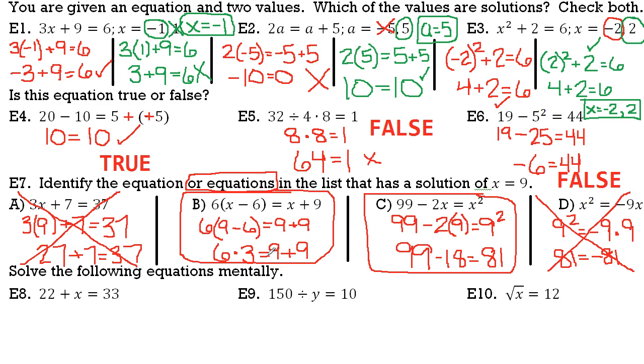So equation B, equation C checked out. They had solutions of x equals 9. A and D did not.